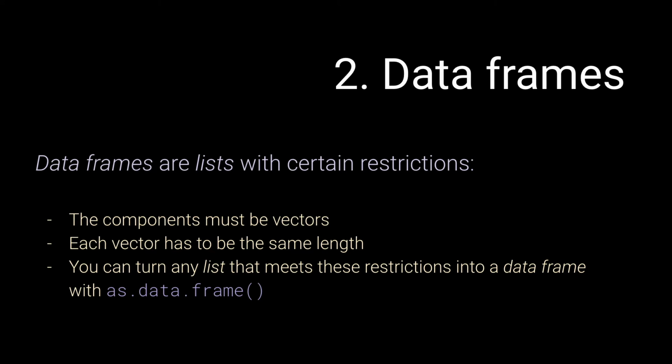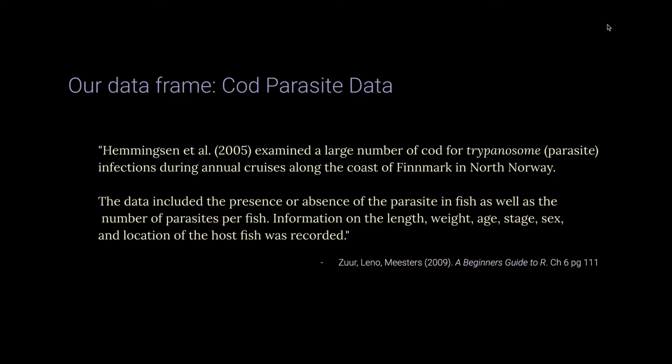So those restrictions are that the components of a data frame must be vectors, so already our list didn't qualify because we had a list in our list. And each vector has to be the same length. So in other words, there needs to be the same number of rows in each of the columns, since each vector becomes one of our columns. You can turn any list that meets these restrictions into a data frame with the as.data.frame function, but ours did not meet those restrictions.